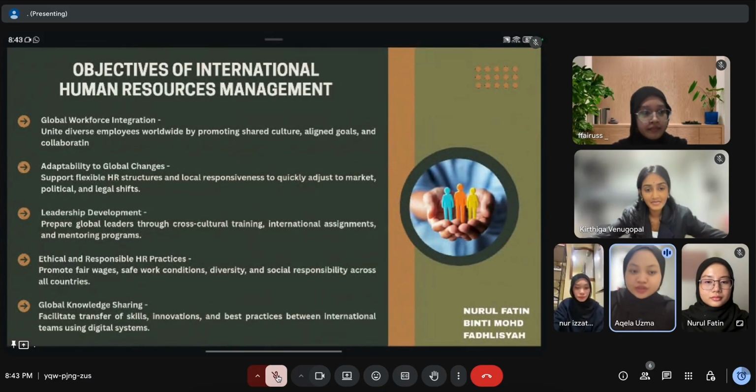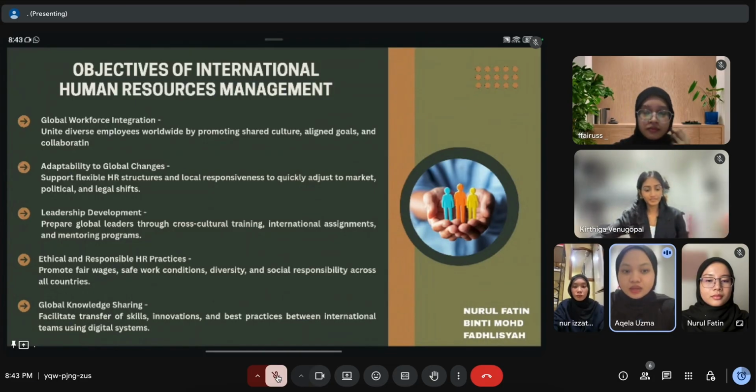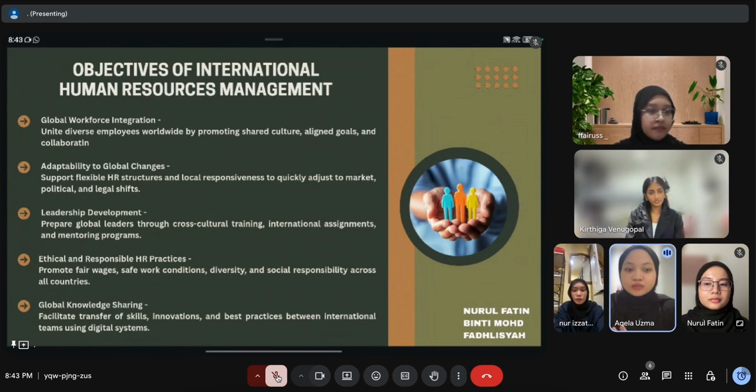Now the first objective of international human resource management is global workforce integration. This means bringing together employees from different countries by promoting shared goals, common values, and teamwork across borders. The second objective is adaptability to global change. International human resource management supports companies in responding quickly to global challenges like change in law, economy, or politics by adjusting their human resource strategies to fit local environments.